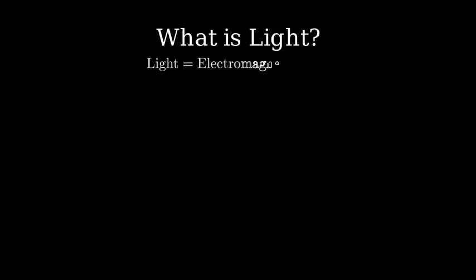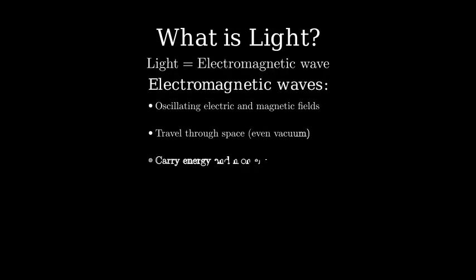So what exactly is light? Light is an electromagnetic wave. An electromagnetic wave consists of oscillating electric and magnetic fields that propagate through space, even in a vacuum. These waves carry energy and momentum, and they don't need a medium to travel through.